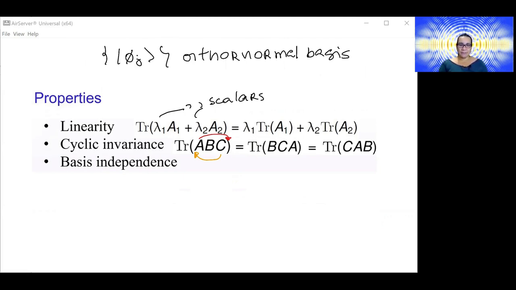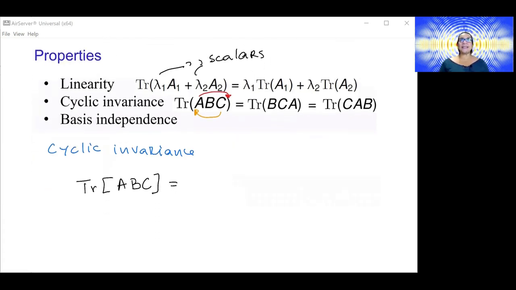And to start now, having a look at cyclic invariance, we are going to consider explicitly the trace of ABC. And we can write this trace as the sum over j, k, l of A_jk, B_kl, and C_lj, right?